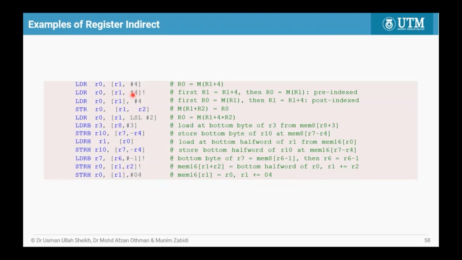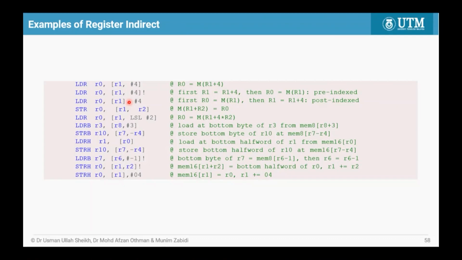Okay, so this is the value of your R1. What about this one here? LDR R0, R1, comma, hashtag 4. So this is a post index. It means that you need to go to a location pointed by R1, take the value, put it to R0, and after that, your R1 changes with this offset. So R1 equals R1 plus 4. This is a post index.